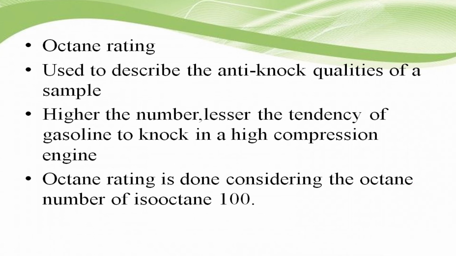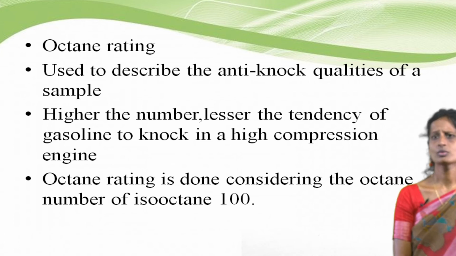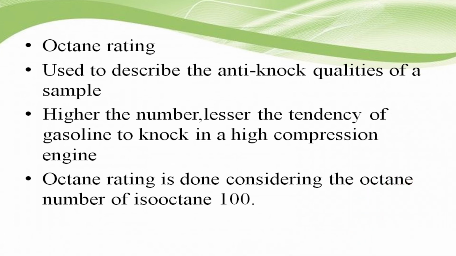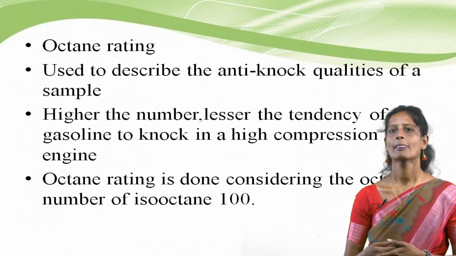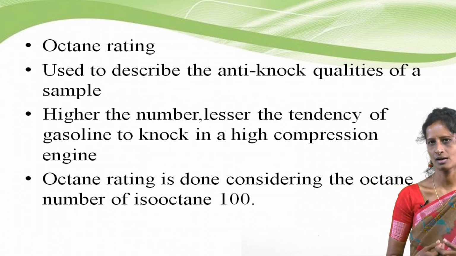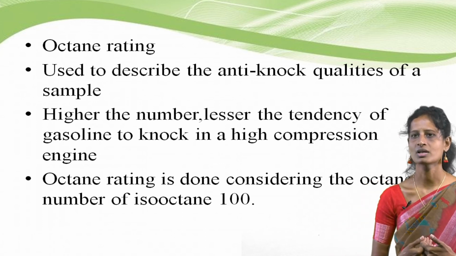Next, the higher the number, the lesser the tendency of gasoline to knock in a high compression engine. As the number increases, the tendency to knock decreases, so high compression is needed here. Next, octane rating is done considering the octane number of isooctane as 100. So for isooctane, the octane number is 100.